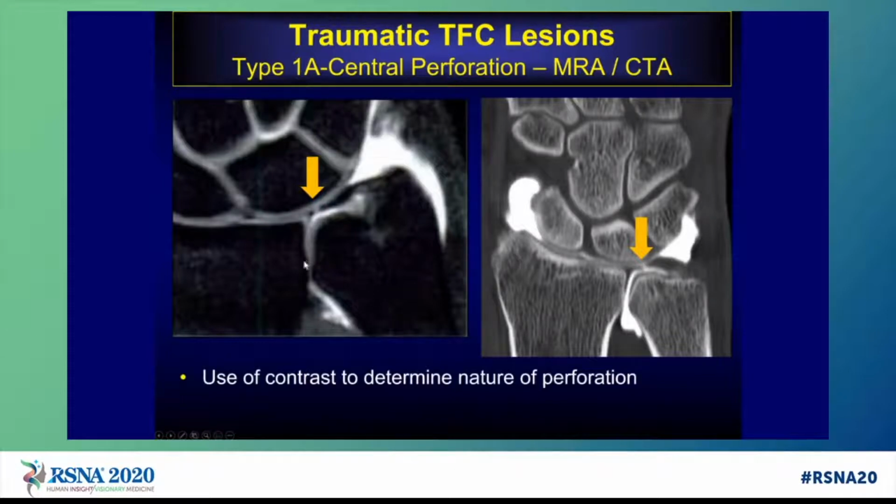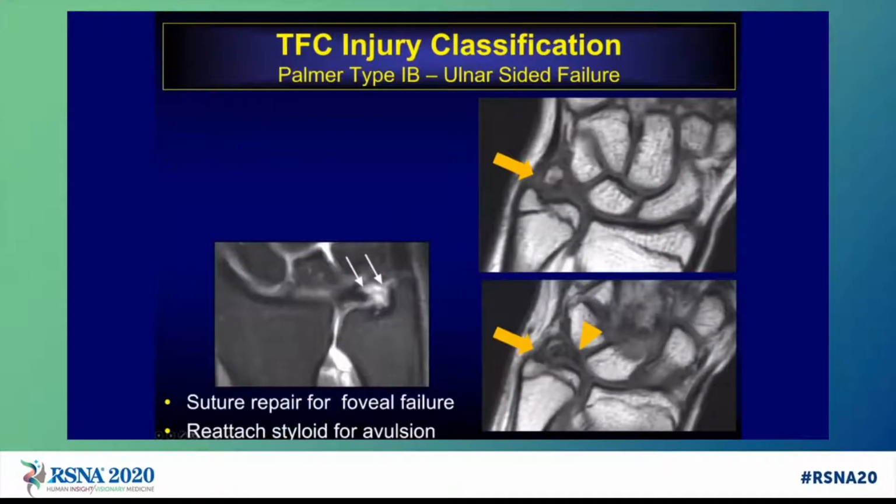That's shown here with both MR arthrography on the left and CT arthrography on the right. As we've placed contrast material into the radiocarpal articulation, we see that that contrast traverses the area of discontinuity in both of these two cases, and that helps us to further characterize this lesion for our referring physician. The Palmer type 1B is ulnar-sided failure. I'm showing you two types of examples here.